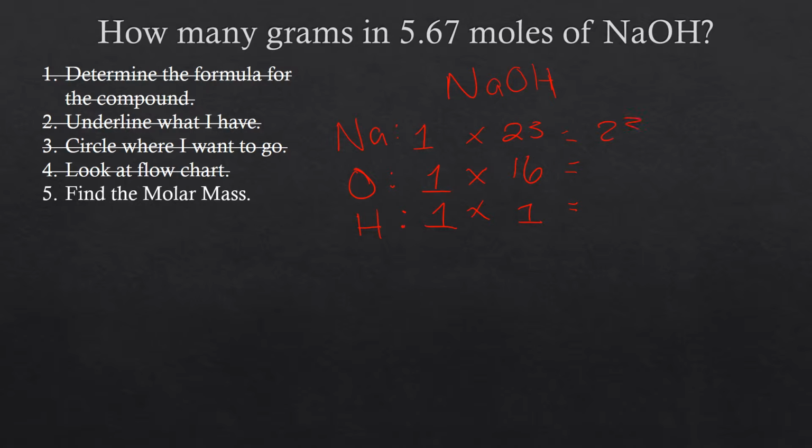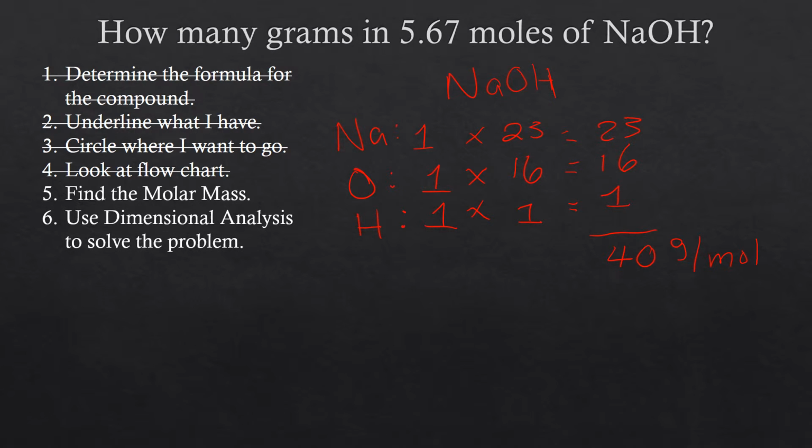So this is 23 here. This is 16 here. This is 1. Then to find the total of the molecule, we have to add them together. So the answer here is going to be 40. And this is 40 grams per mole. So NaOH has a molar mass of 40 grams per mole.